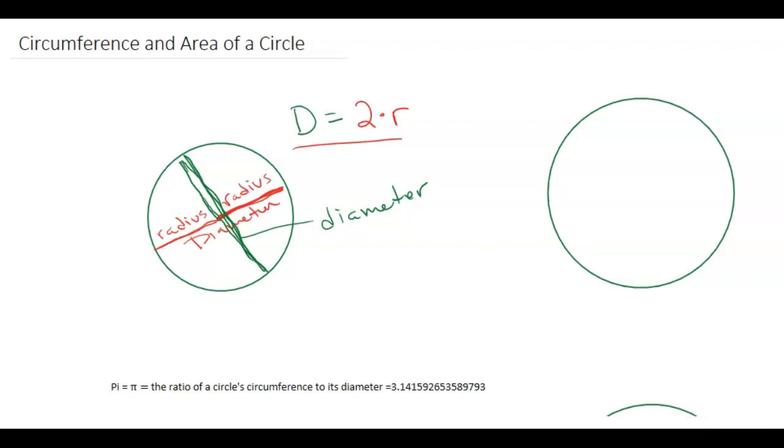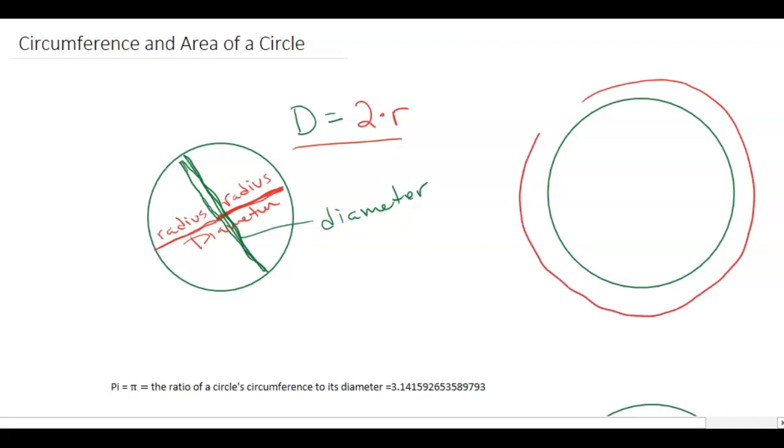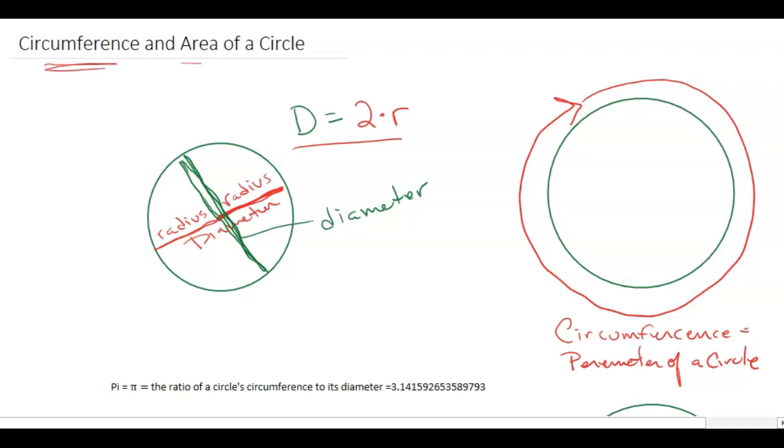The other thing with a circle is the distance around the outside, which for most things we call the perimeter, but for a circle, the distance around the outside is called the circumference. So circumference is a special word that is like the perimeter of a circle. So we're going to talk about how to find the circumference of a circle and how to find the area.